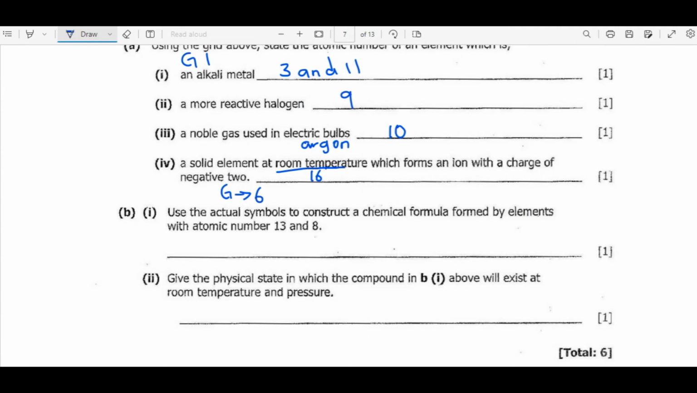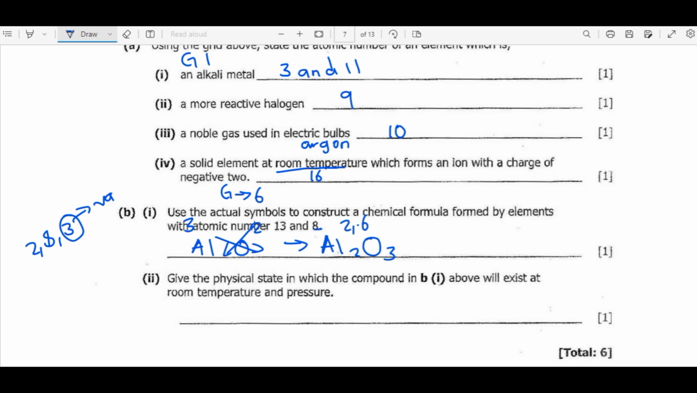B1, use the actual symbols to construct a chemical formula formed by elements with atomic number 13. So according to my periodic table, 13 is aluminium, so Al, and the first shell has 2 electrons, the second 8, the outermost shell 3. So aluminium has a valence of 3, so we put our 3 here. Then 8, according to my periodic table, is oxygen. So first shell 2, second shell 6, so the valence is 2. So if we interchange, our chemical formula is Al2O3.